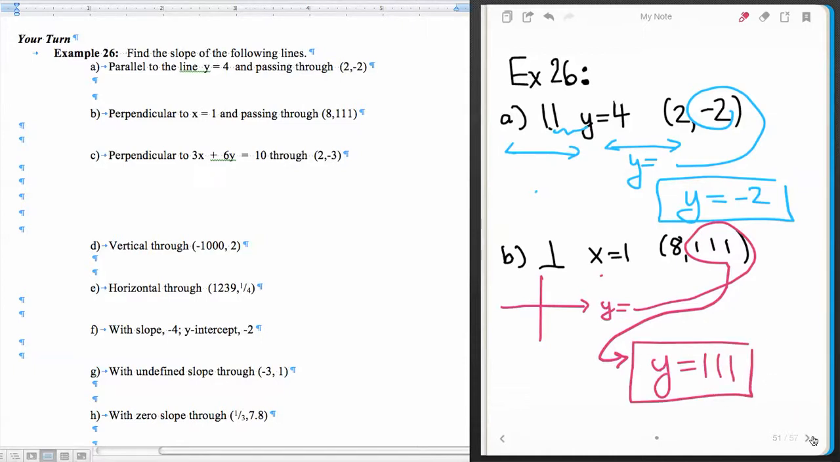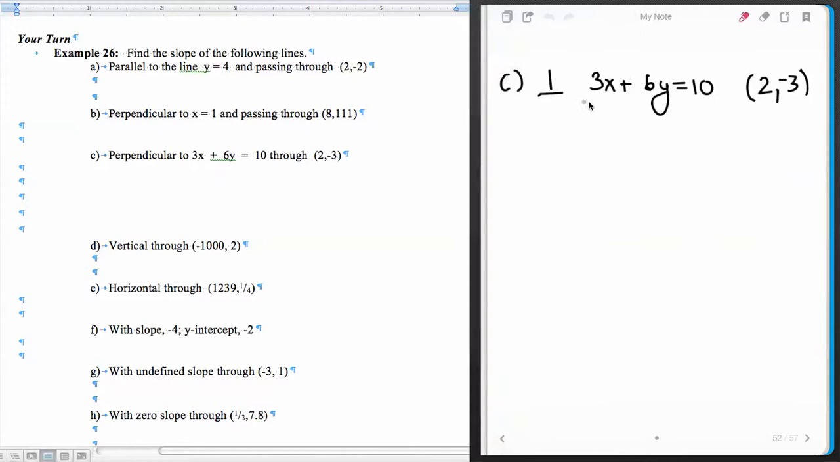The next one, we have perpendicular to this line and through this point. This is our first difficult one of this time. So next time you're going to see me solve this for y to put it in slope intercept form.